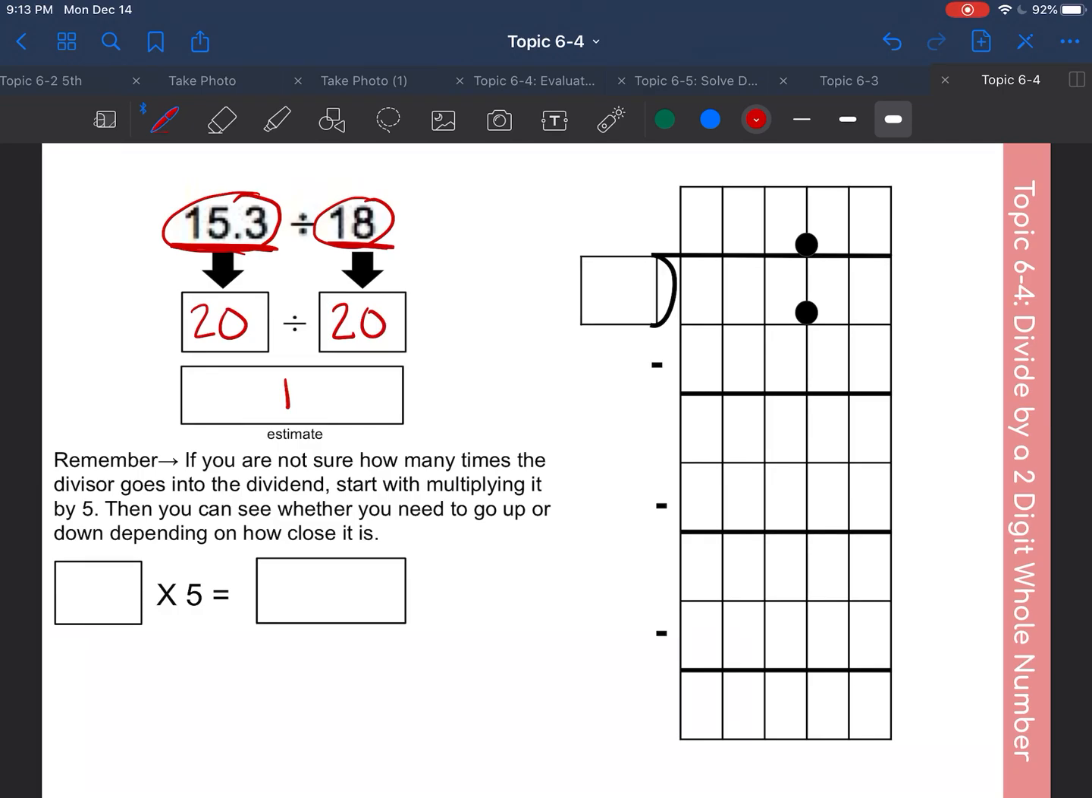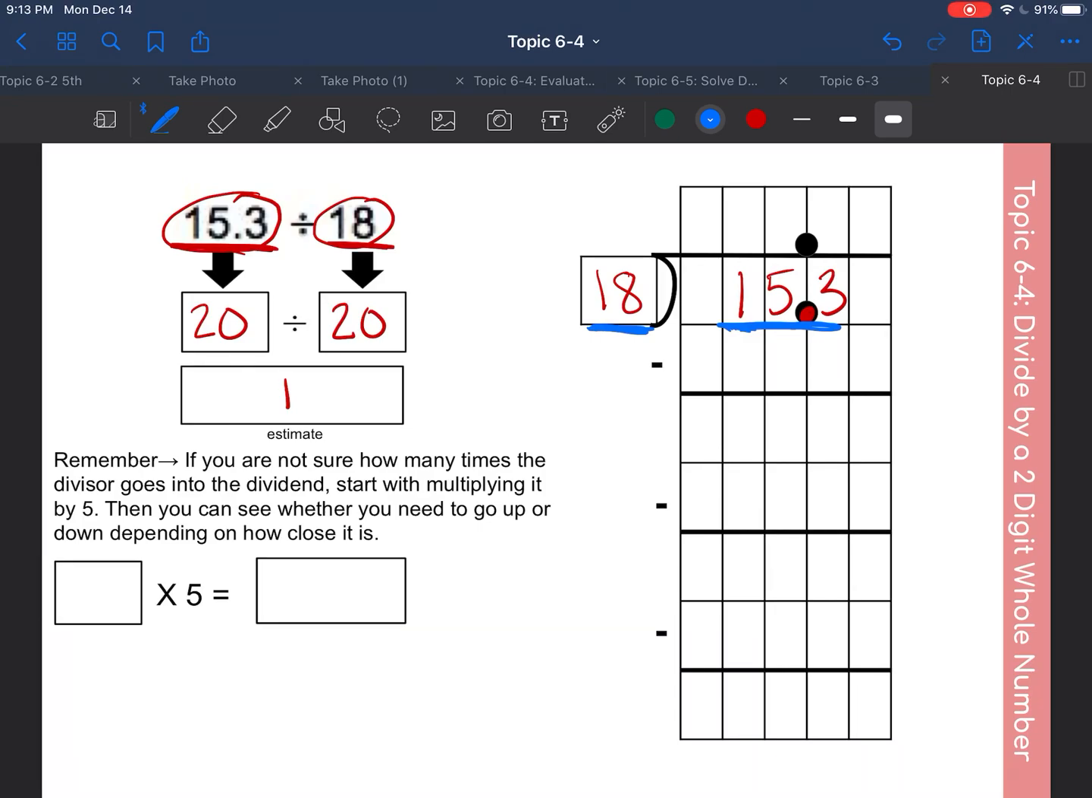All right, so let's write this into our problem. We have 15 and 3/10. It's going to be shifted over a little bit just in this case because I have the decimal point here, okay? Divided by 18. All right, so can 18 go into 1? It cannot. Can 18 go into 15? It cannot. Can 18 go into 153? Yes. But again, I don't know how many times 18 can go into 153.